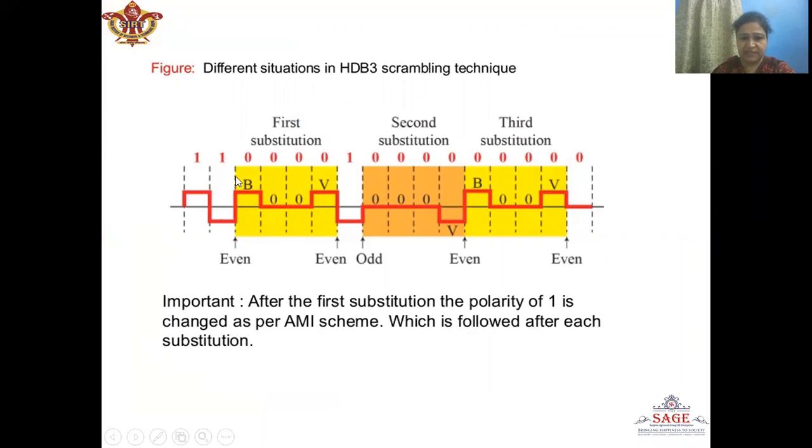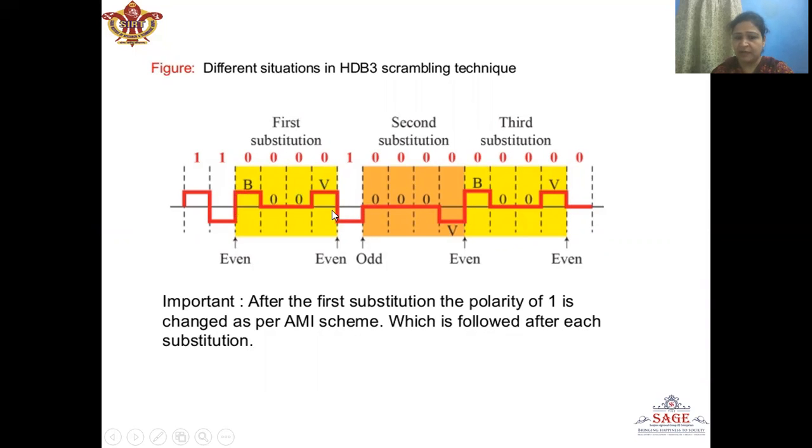Now here we will consider an example. We have bit pattern 11, then 4 zeros. Since after the last substitution there are 2 ones, that means there are an even number of ones. So the pattern used will be B00V. B will be positive since the previous was negative. Then 00 will be 0 voltage, and V will be the violation, which will again be positive.